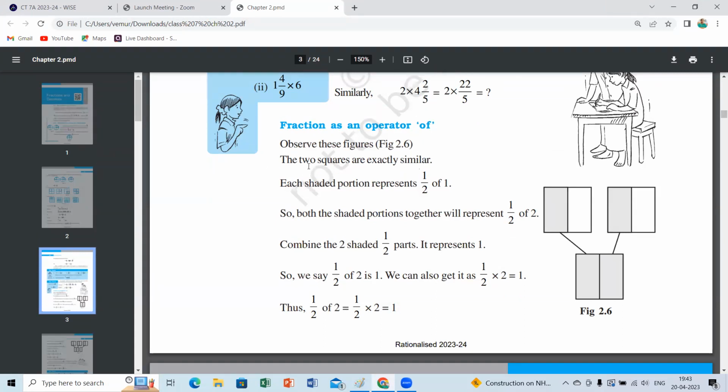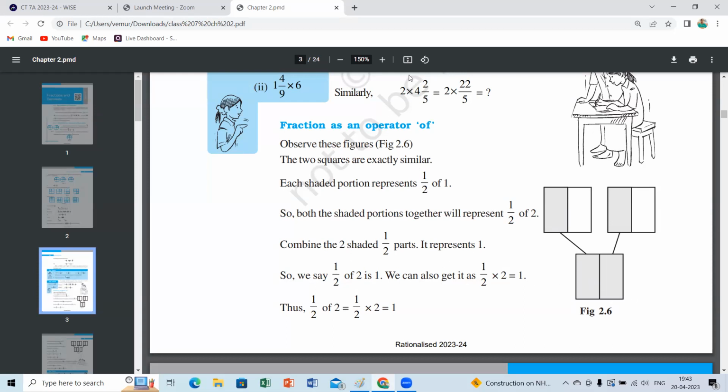So how you can see, the two squares are exactly similar. The two squares are exactly similar. Each shaded portion is half of one, half of one. And so both shaded portions together will be half of 2. So half combined, 2 shaded half parts, it represents one whole, right? So that is what we can say, half of 2. We can write in the middle, of half. So half of 2 is nothing but multiplication. That means it is multiplication. So it's one whole.